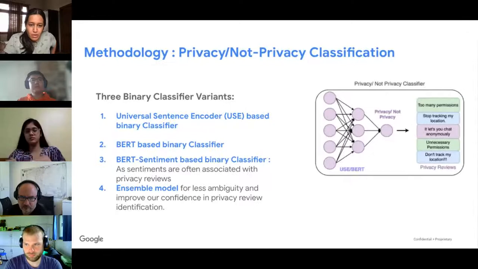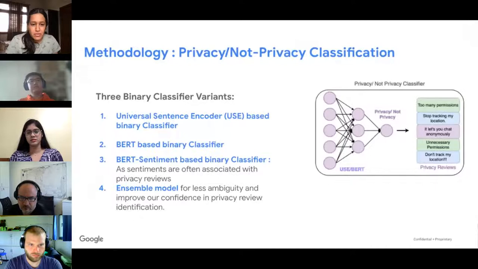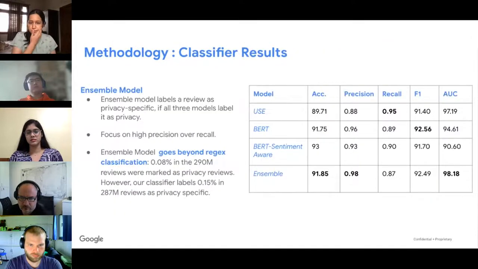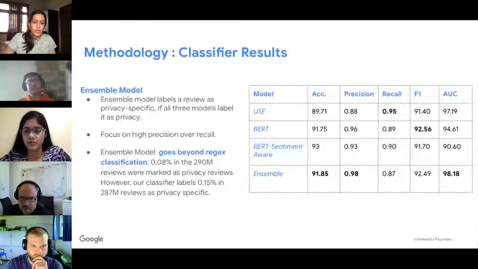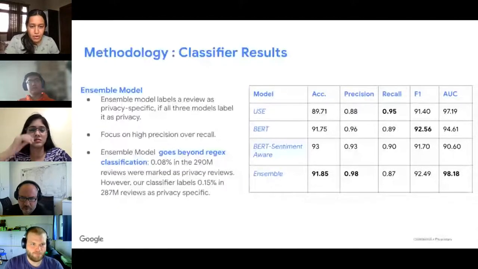And the ensemble model, based on all these three models, was used to improve confidence in privacy review identification. As you can see, the ensemble model was giving a very high precision in identifying which of them are privacy specific reviews, and there were fewer false positives. So we used the ensemble model to identify privacy reviews. And this goes beyond the regex classification, like the number of reviews that are identified as privacy is a lot more using our classifier.